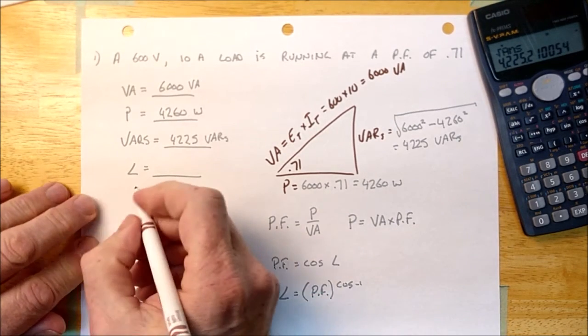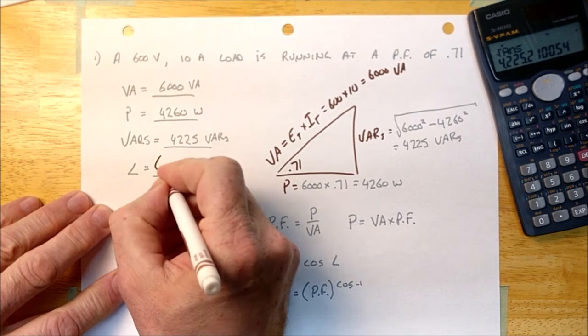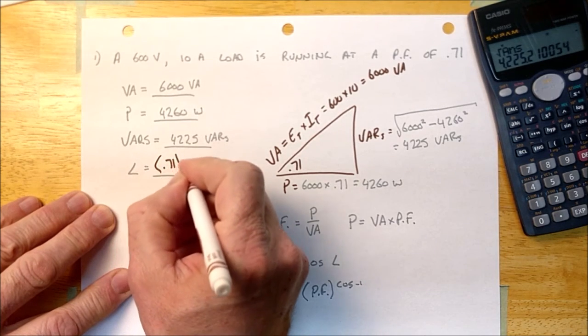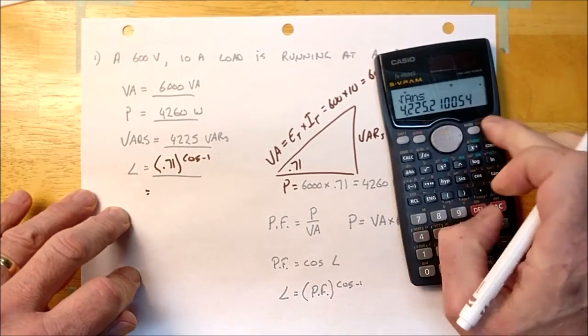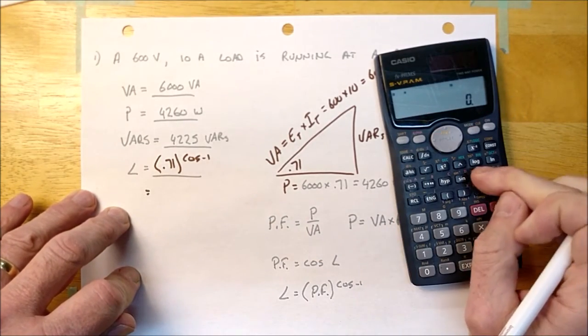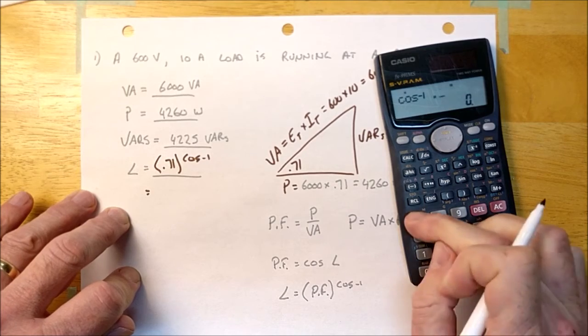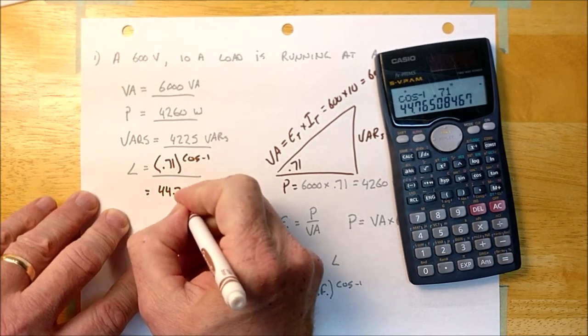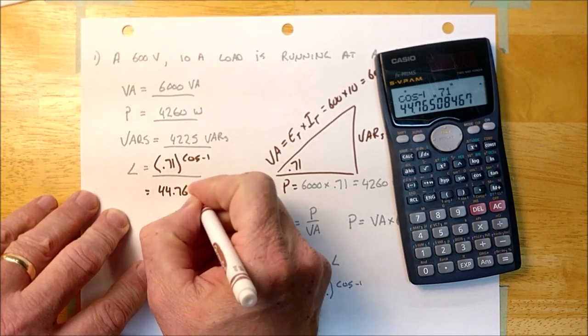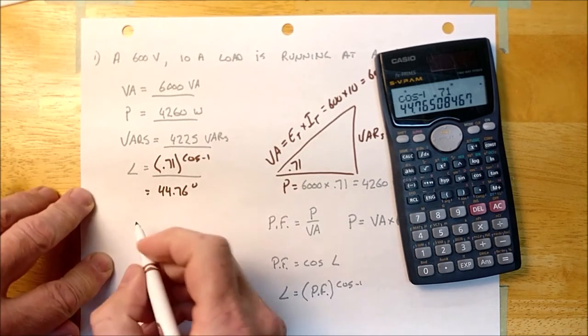According to this formula, the angle should be 0.71 cos to the -1. Okay, so let's do that here. I think I have to hit shift cos 0.71. According to that, it's 44.76 degrees. 77 maybe. That's fine.